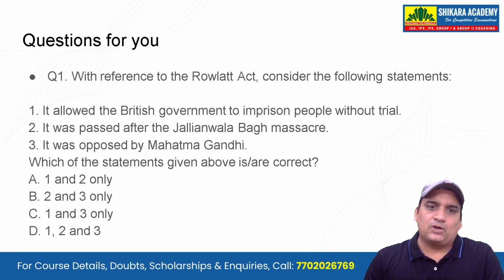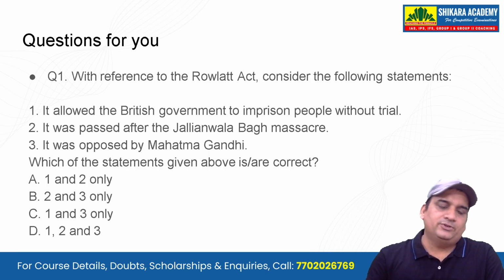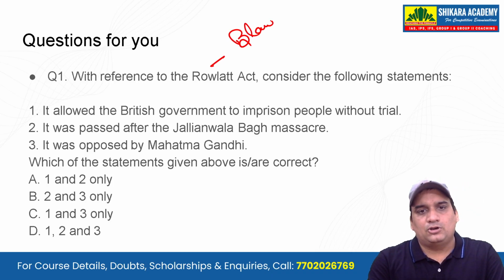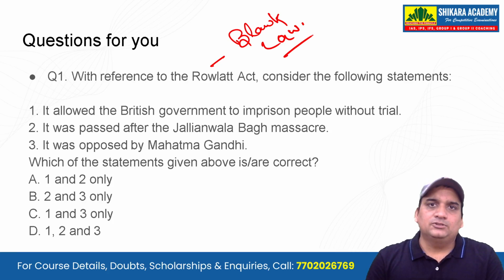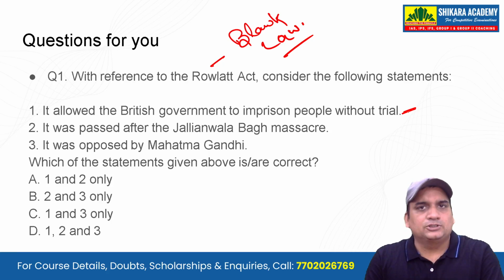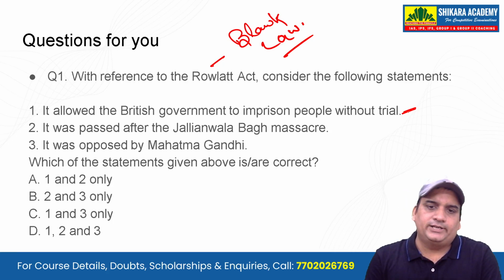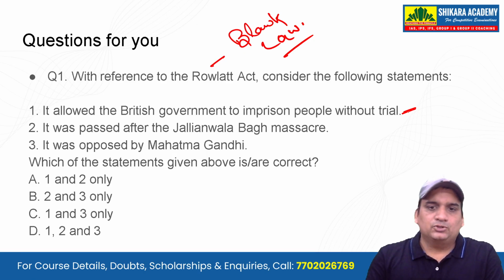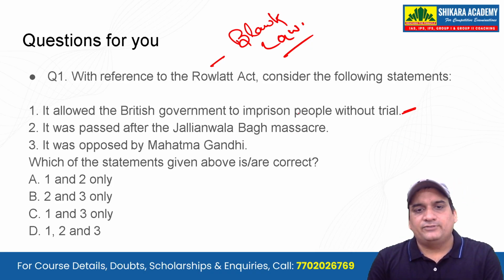With reference to the Rowlatt Act, consider the following statements. If you remember the Rowlatt Act, something which is known as the black law or the Kala Kanun, where you have no appeal, no dalil, no wakil. It allowed the British government to imprison people without trial. If you know anything about the black law, the Rowlatt Act, it said there will be no appeal, no dalil. So no trials were allowed. So this is right. It was passed after the Jallianwala Bagh massacre.